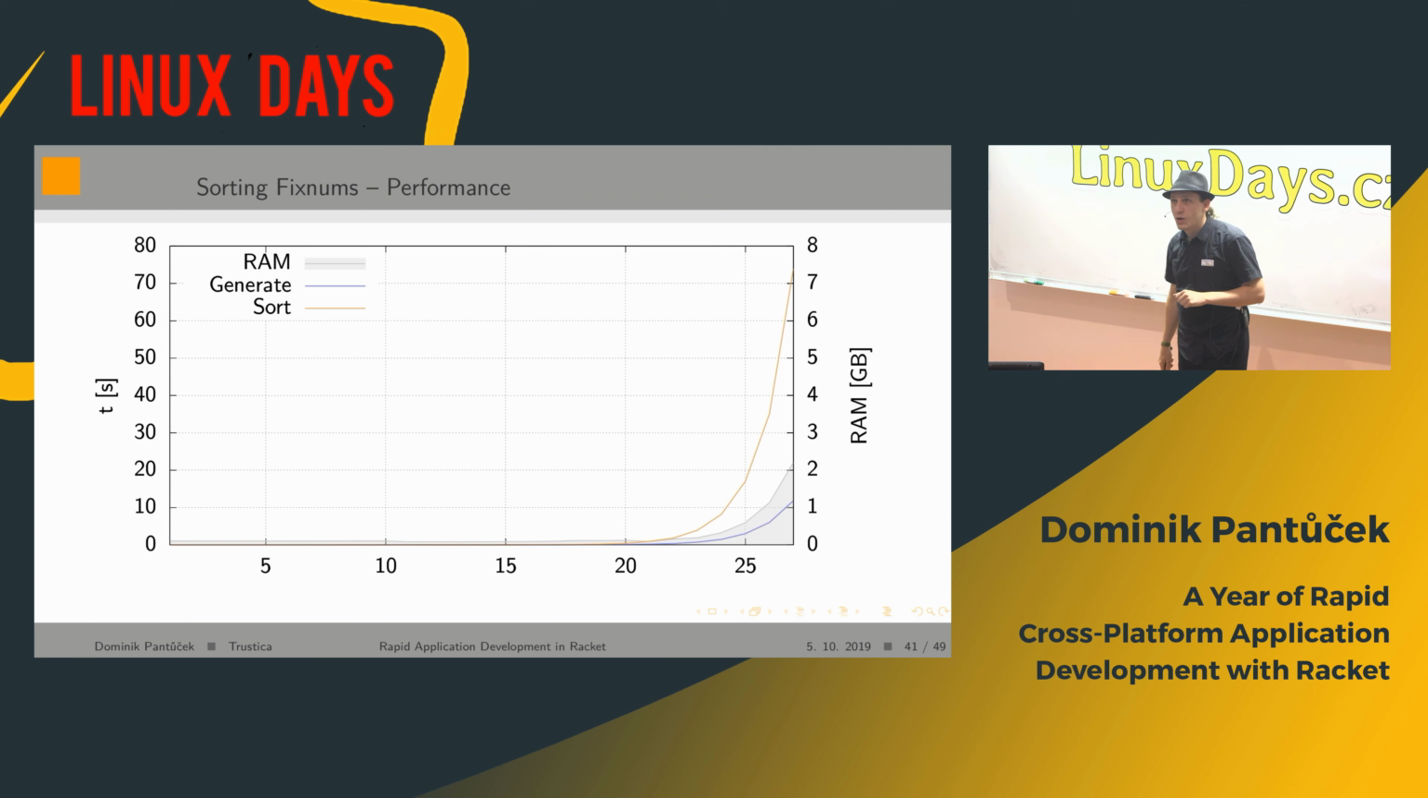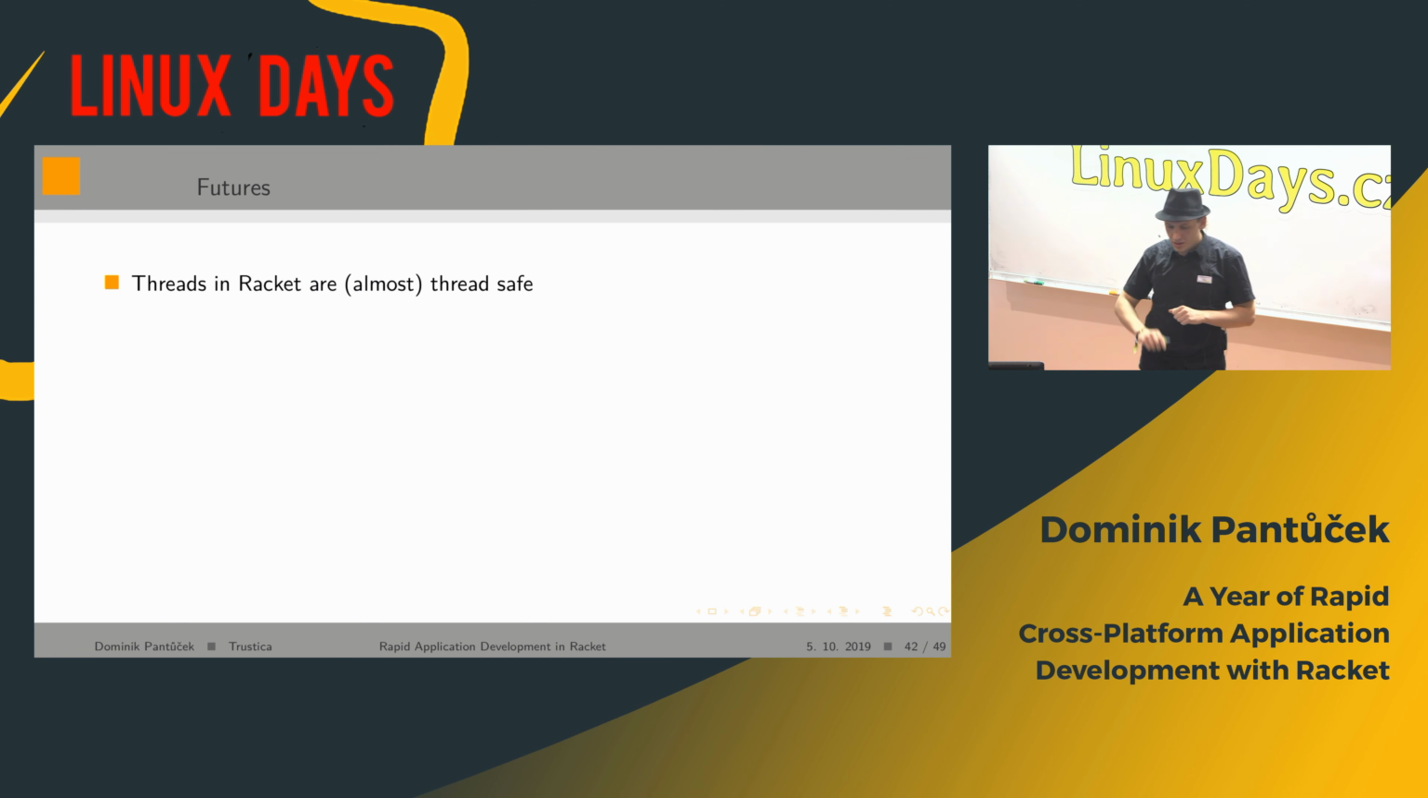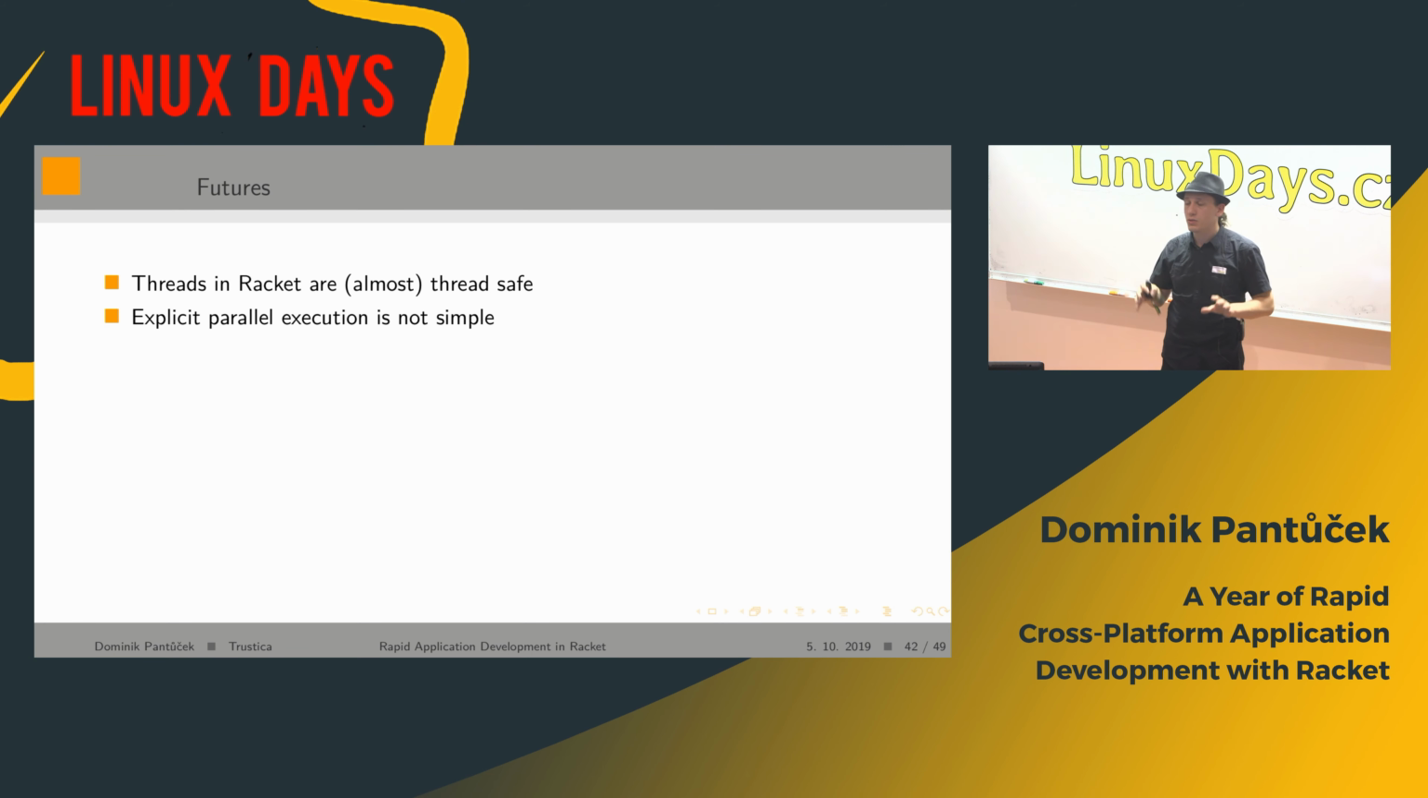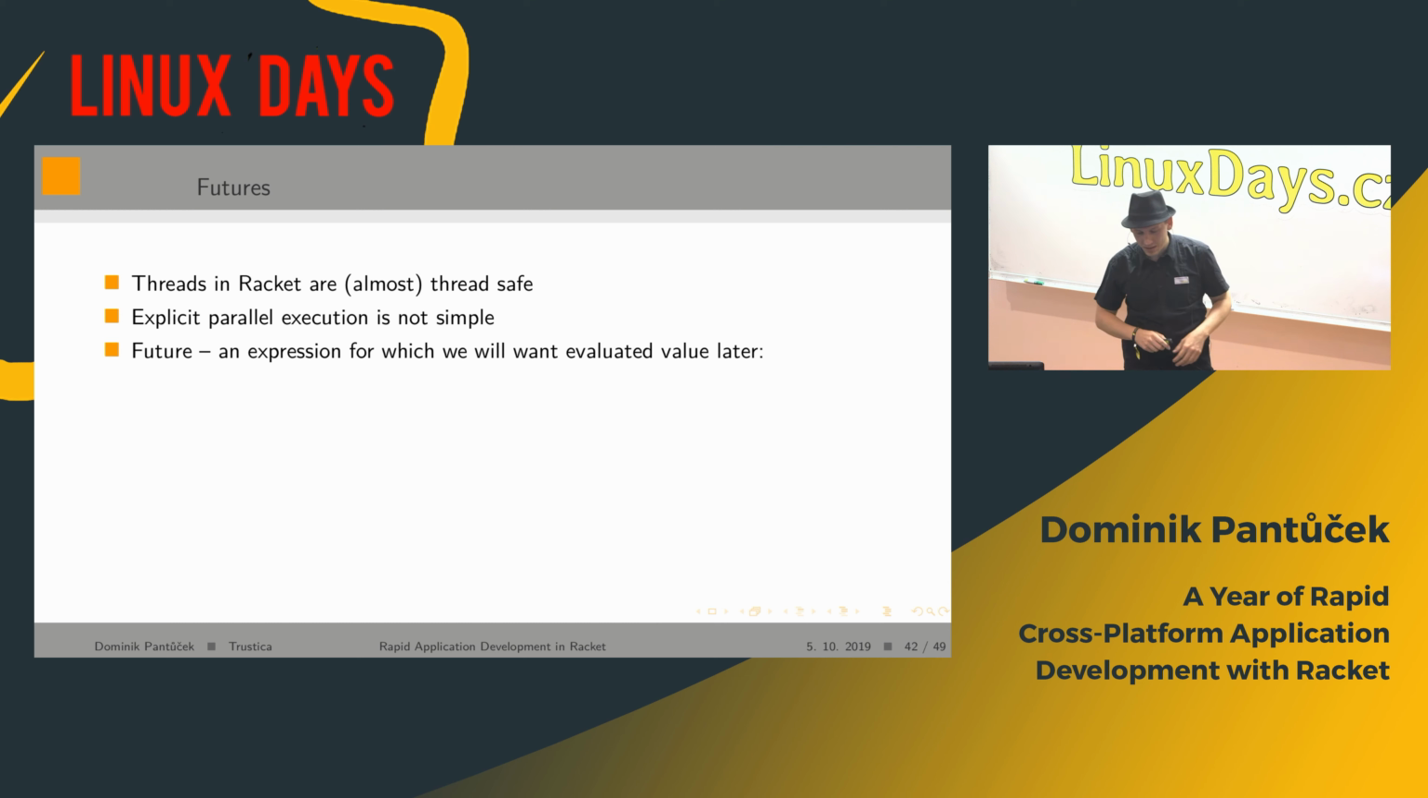Turns out we can, if we leverage futures. What is a future? The thing is, threads in Racket are almost thread safe. They are mostly never run in parallel. Mostly. We'll get to that. So doing some explicit parallel execution is not simple because the language is trying to force you to do just the safe stuff. But sometimes you want to use all the cores and hyperthreads you've got. So you can have what we call a future. It's an expression for which we know we will want the result later on.